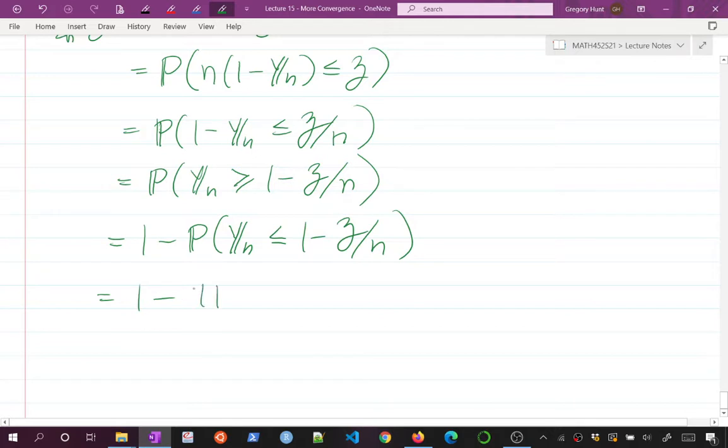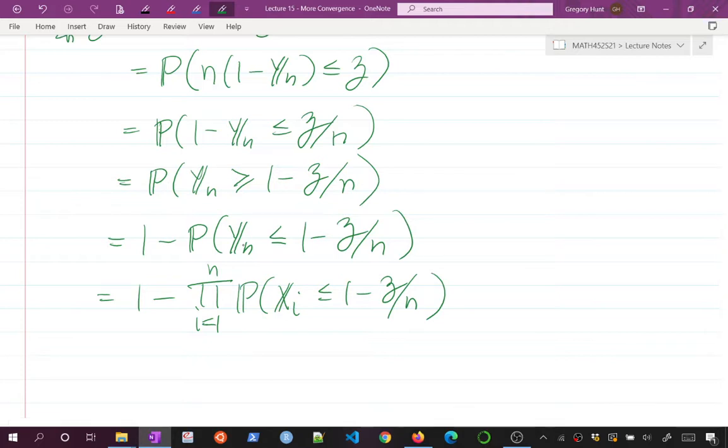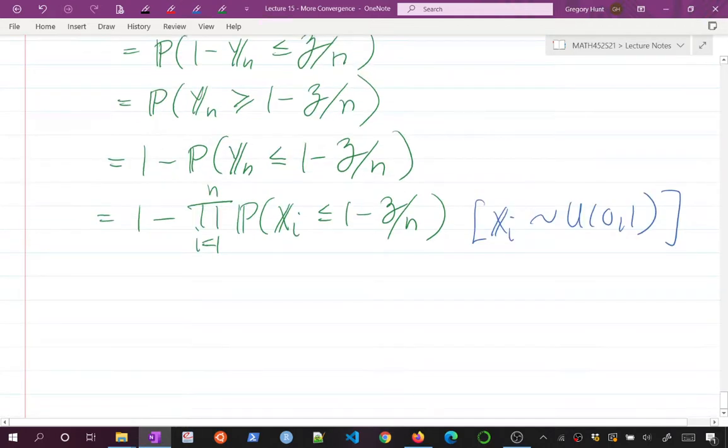This is the probability of the product. I'm just going to skip some steps, where i goes 1 to n, of the probability that my Xi is less than or equal to 1 minus Z over n. Right? And I get that because the Yn is the maximum of the Xi's. The probability that Yn is less than or equal to whatever quantity is the probability all the Xi's are less than or equal to that. The Xi's are independent, etc. We've done this several times now. And again, recall that my Xi's are uniform 0, 1. And so we know what their CDF is.